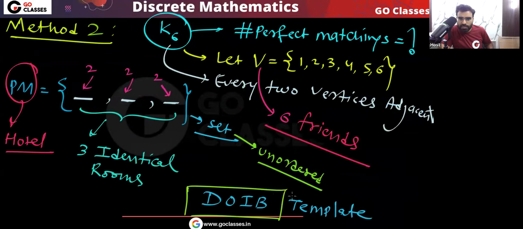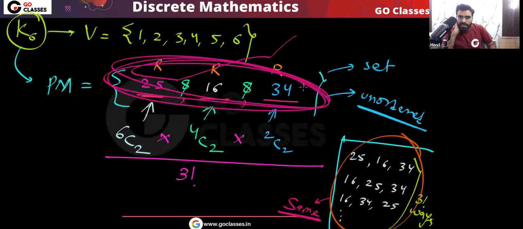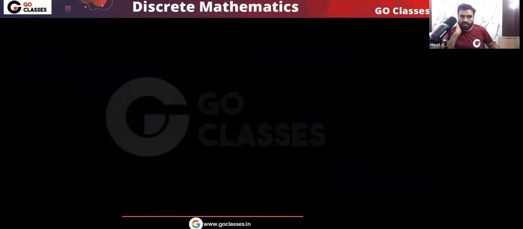So remember, this is the point that we get in the DOIB template. And in the DOIB template, when you have 2, 2, 2 like that, I told you that we will divide by 3 factorial. This we have already seen in the DOIB template, but I hope you understood why we are dividing by 3 factorial. We are dividing by 3 factorial because these 3 can be arranged in 3 factorial ways, and all those ways will be the same. Is this clear? Both method number 1 and method number 2.